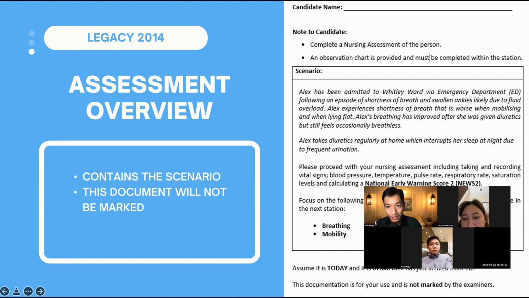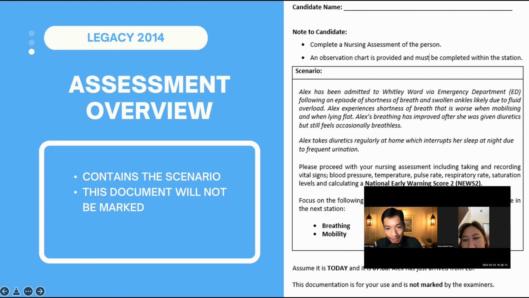Alex has been admitted to Whitley Ward by the emergency department following an episode of shortness of breath and swollen ankles, likely due to fluid overload. Alex experiences shortness of breath that is worse when mobilizing and when lying flat. Alex's breathing has improved after she was given diuretics, but she will feel occasionally breathless. Alex takes diuretics regularly at home, which interrupts her sleep at night due to frequent urination.